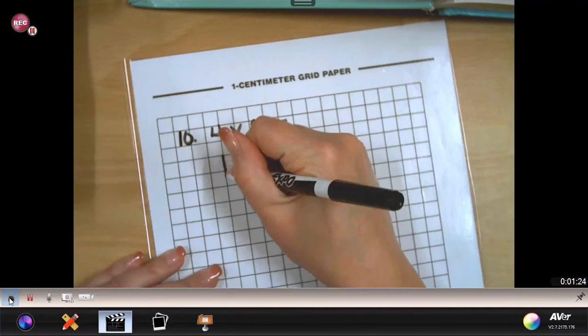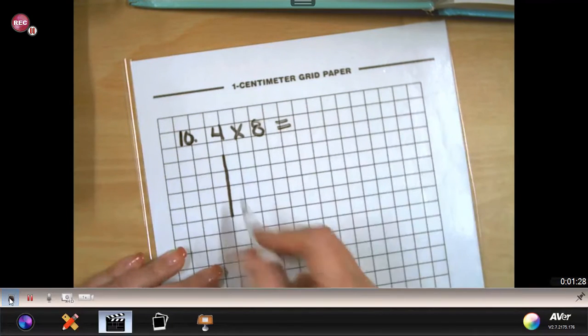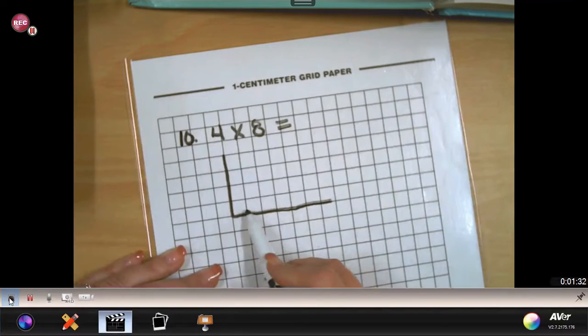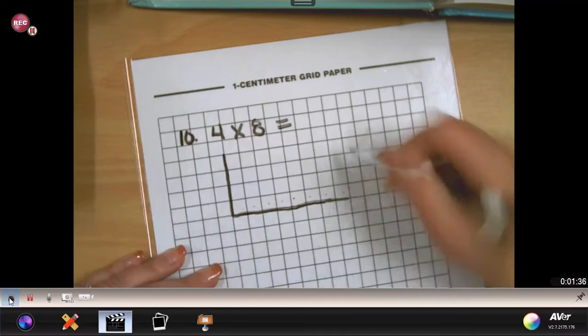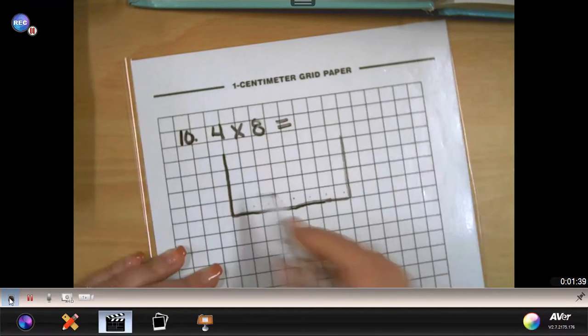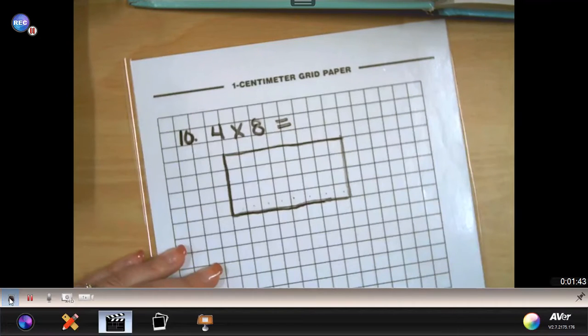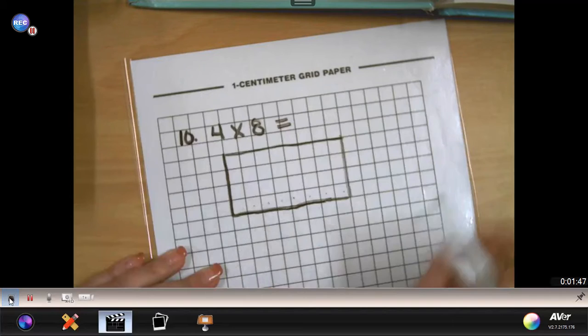We know that the 4 tells us how many rows we are going to have. So it's a 4-row array. And we want 8 in each row. So we have 1, 2, 3, 4, 5, 6, 7, 8. And we're going to close that up to show our square units as an array. So we have 4 rows with 8 in each row.